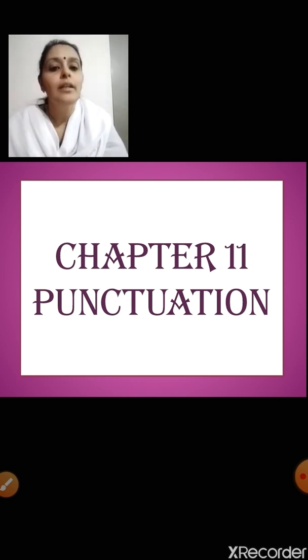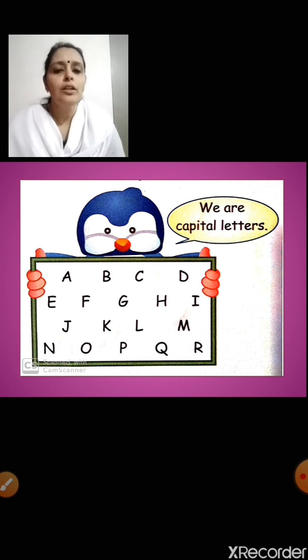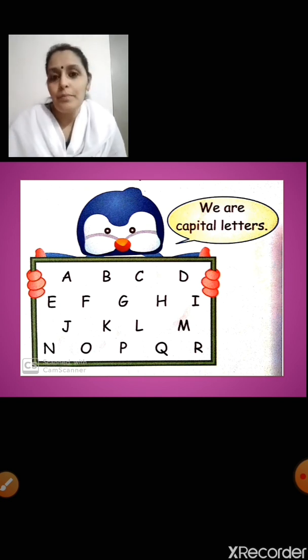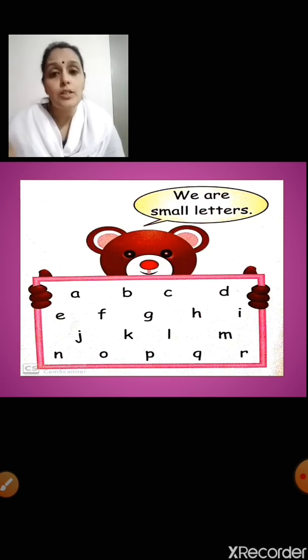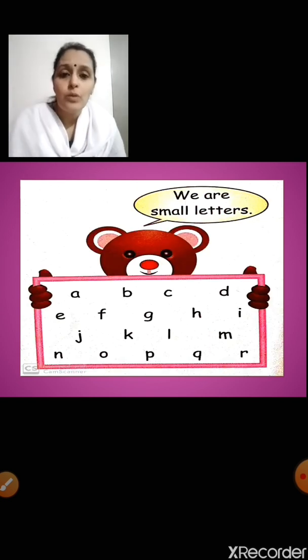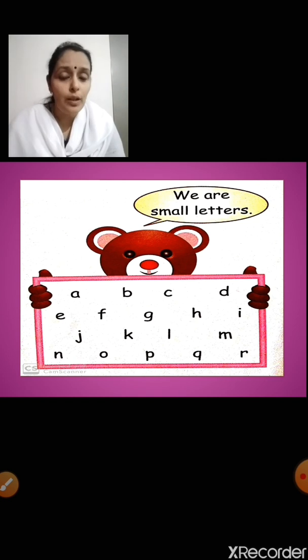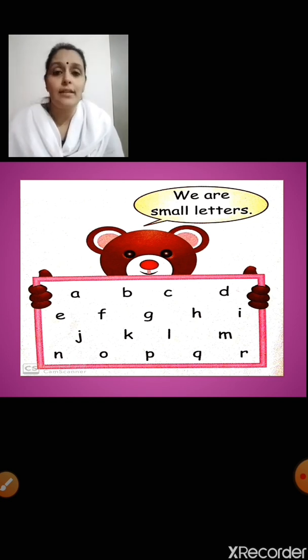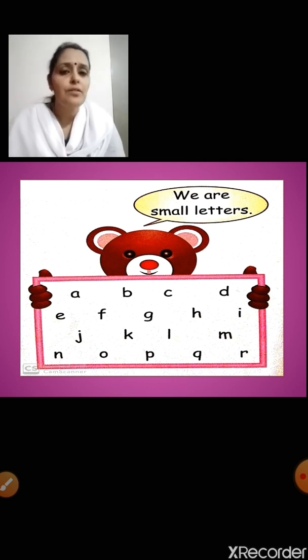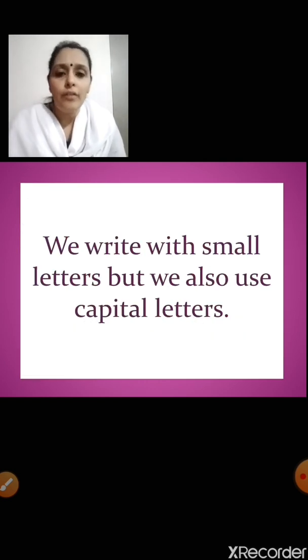Yes children. Now children, do you know what are these? A, B, C, D. Yes, these are capital letters. We have learned this in our KG, right? The same way we have learned small a, b, c, d also. We have learned capital letters and small letters, and we use these letters to write words and form sentences. Right children? We write with small letters, but we also use capital letters sometimes.